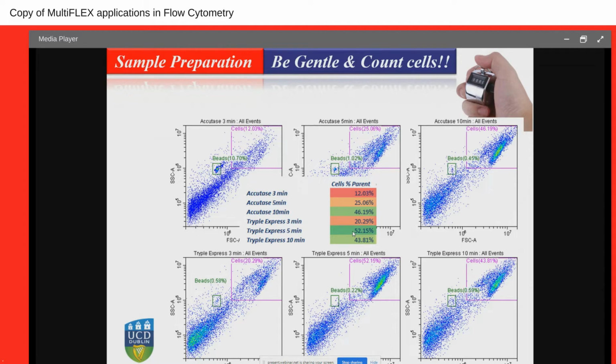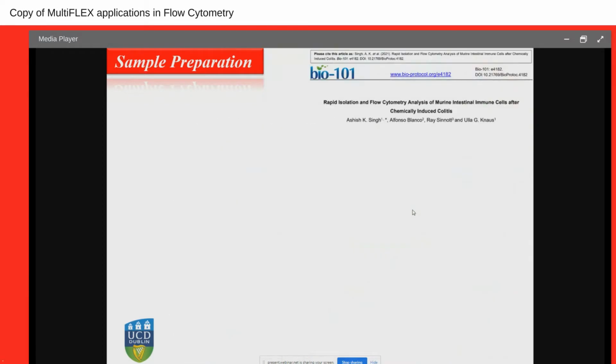We have to look as well at events per microliter. And this is the advantage as well on the CytoFLEX. It allows us to measure the true volumetric counting. So we can look at the number of events that we have per microliter. And definitely in this case, we have 534 versus the 422. So we have more cells per microliter than when we use Accutase for 10 minutes.